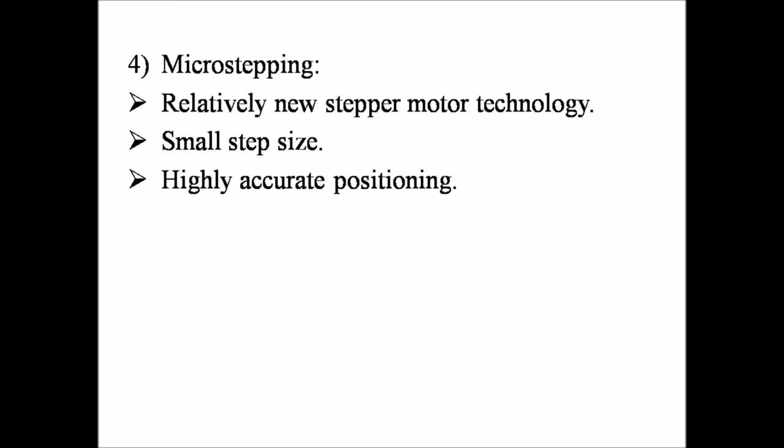The excitation is provided in the form of sine waves. When one phase is provided with maximum current, the other phase has zero current. When the current in one phase increases, the current in the other phase decreases. In this way, the resultant step is very small. Microstepping is generally used in situations where one needs highly accurate positioning because it provides higher resolution.